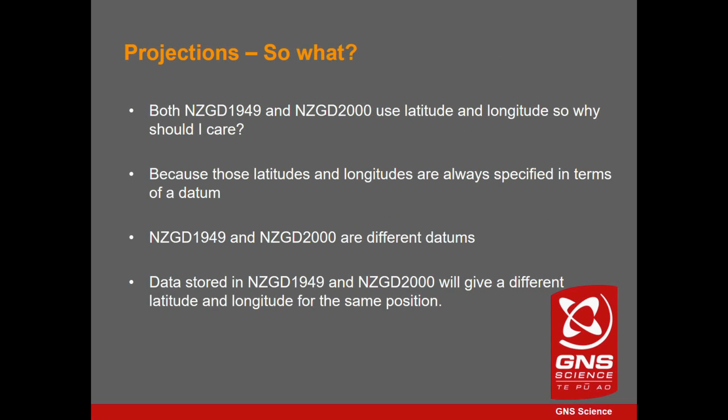So why would you care? They both use latitude and longitude, so what's the problem? Well, because latitudes and longitudes are always specified in terms of a datum, and those two datums are different, data stored in Geodetic Datum 1949 and Geodetic Datum 2000 will give a different latitude and longitude for the same position on the ground. So it makes it difficult when you're trying to merge two data sets with different datums.